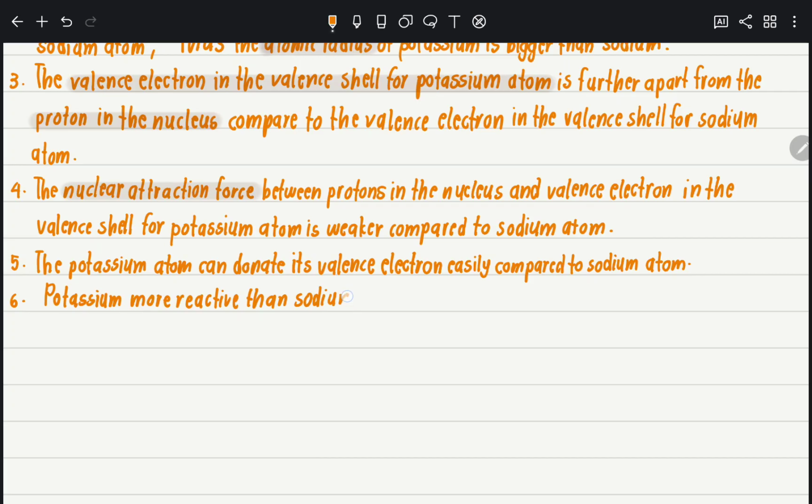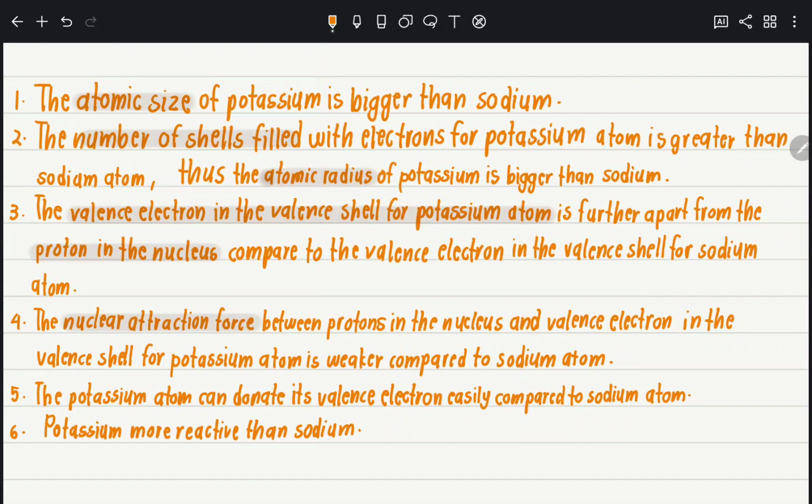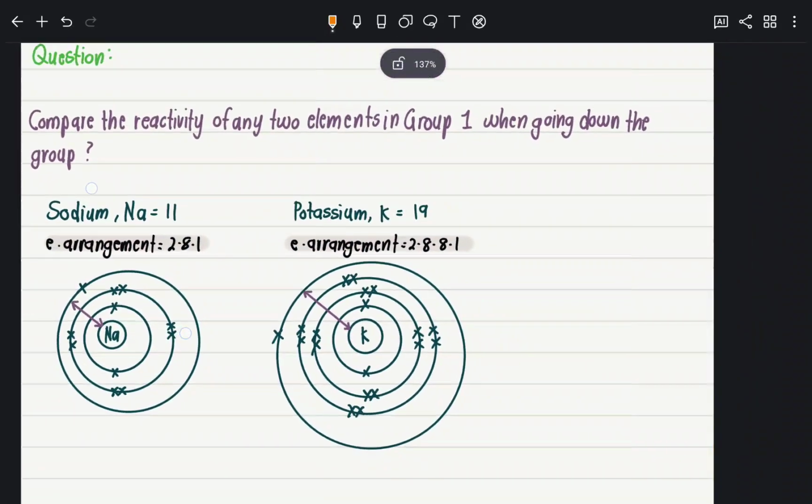Sebab I ask compare the reactivity. So you should compare the reactivity macam ni lah. Bagi tahu atomic size, then bagi tahu number of shells, then bagi tahu valence electron which one is further apart. So from the valence electron baru boleh tahu nuclear attraction force. From that baru you tahu which one can donate its valence electron easily. Then final sentence baru you bagi tahu potassium more reactive than sodium. So this is your full marks.